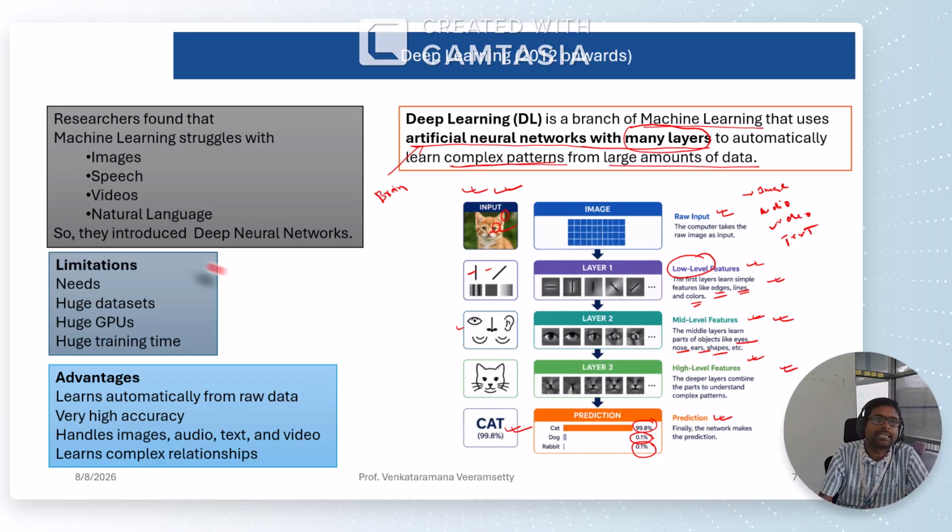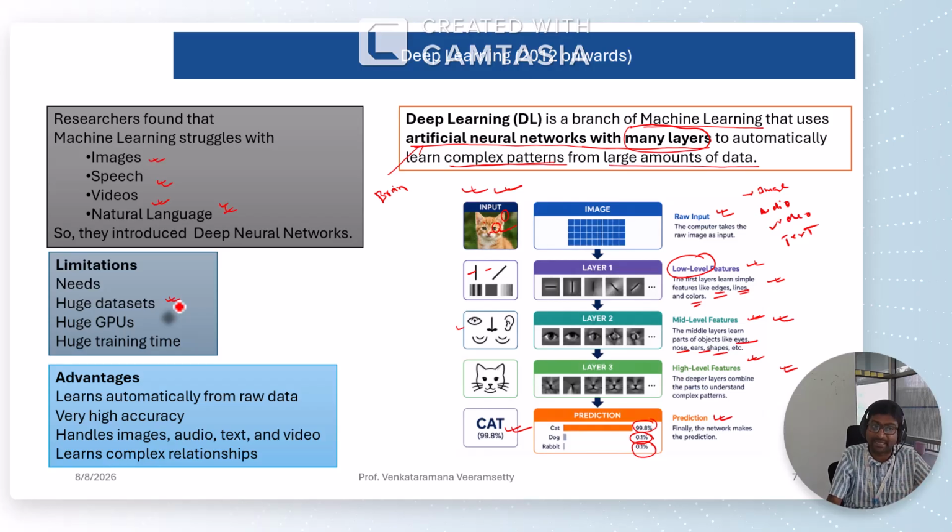In deep learning models, we can work with images, speech, videos and natural language processing problems. Machine learning does not perform well with this type of data, so we go for deep learning. The limitations of deep learning are that it needs huge data sets to train the model, to make the model learn and understand the complex patterns in the data.